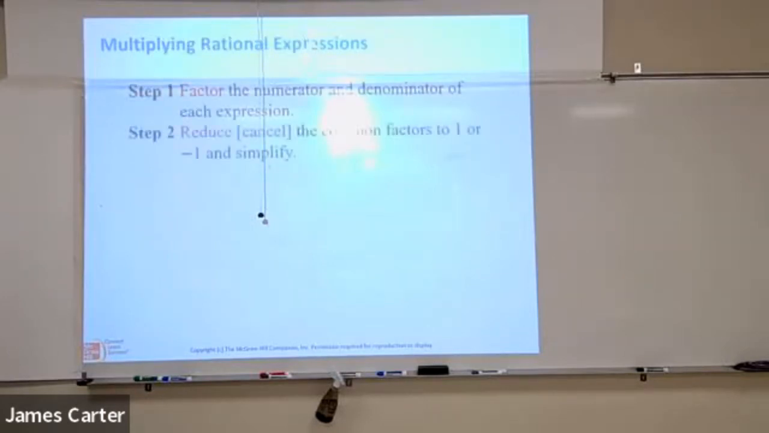Now, step 1, back to the numerator and denominator. That sounds familiar, doesn't it? Cancel any common factors, including negative 1s if you have to. Multiply out what's left. Well, haven't we already been doing that? Really?